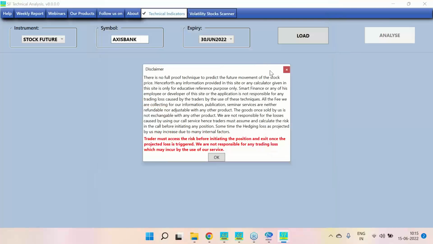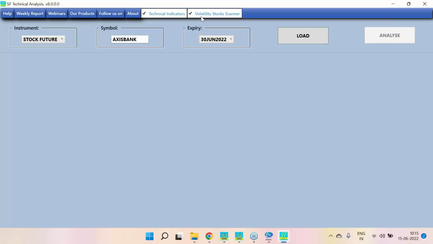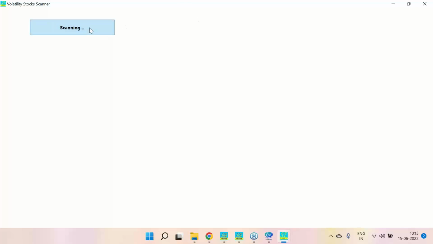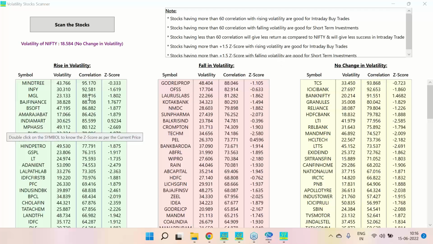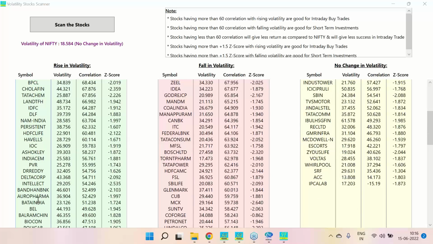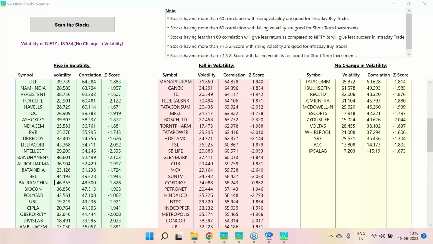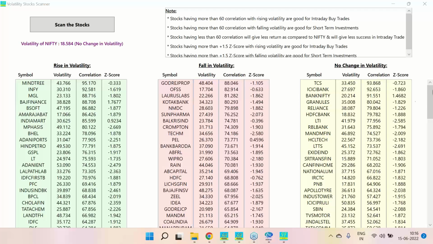This technical studies has the volatility scanner. This is more accurate. Stocks which have increased volatility are best for intraday. So this particular scanner is a real-time scanner. Here these are the rising volatility stocks: Infosys, Mindtree, Bajaj Finance, Amara Raja Batteries. These are the stocks which are good for intraday, rising volatility. Falling volatility stocks are not going to give you good results in intraday. So you have to take this list from here, do the analysis, and make your trades.